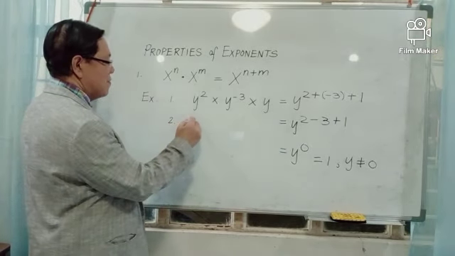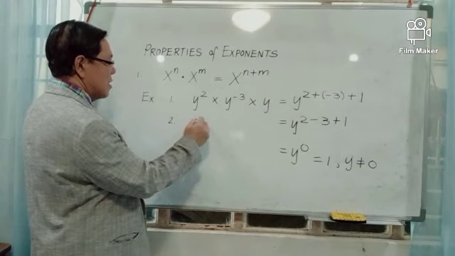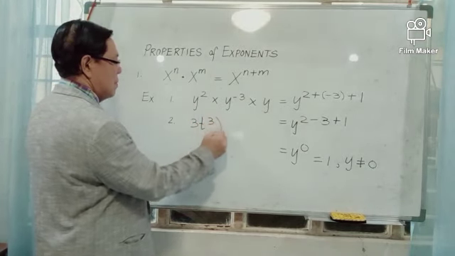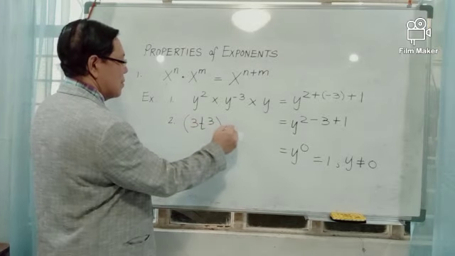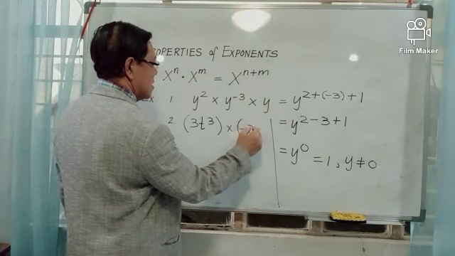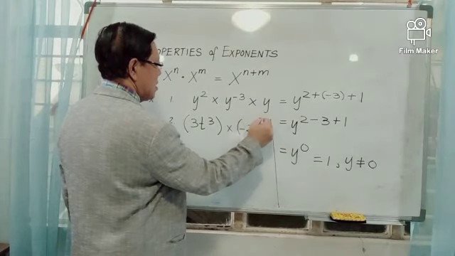Suppose we have 3t cubed multiplied by negative 2t squared.